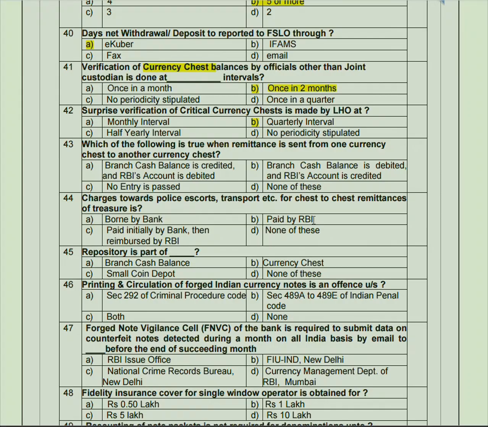43rd. Which of the following is true when remittance is sent from one currency chest to another currency chest?